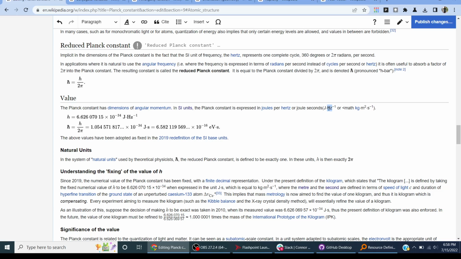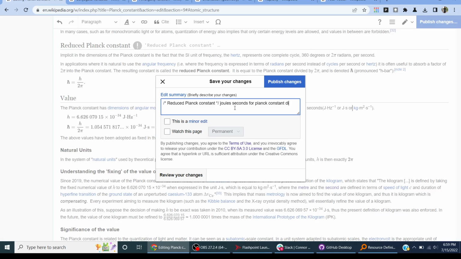Joules seconds for Planck constant dimensions. In SI units, the Planck constant is expressed.